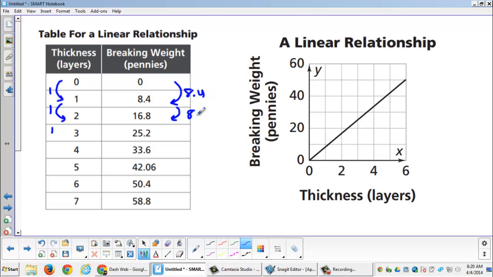So when we did our discussion, we said that, hey, this goes 1 to 8.4, 1 to 8.4, 1 to 8.4, and so on, and it continues growing at that rate, which gave us a straight line. We understand that that's a linear relationship. We've covered this a number of times this year.